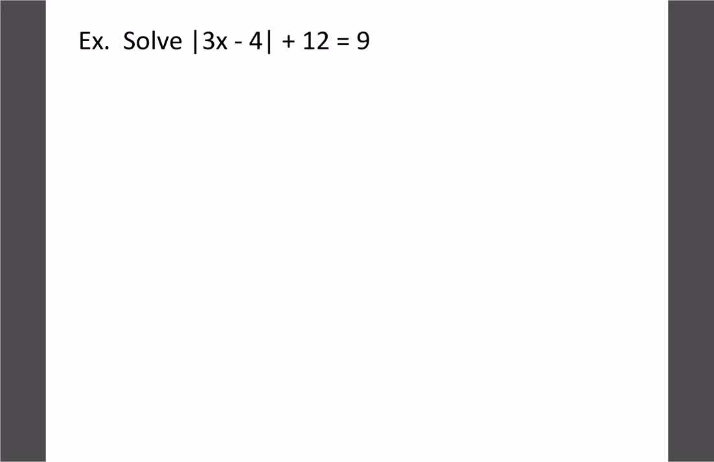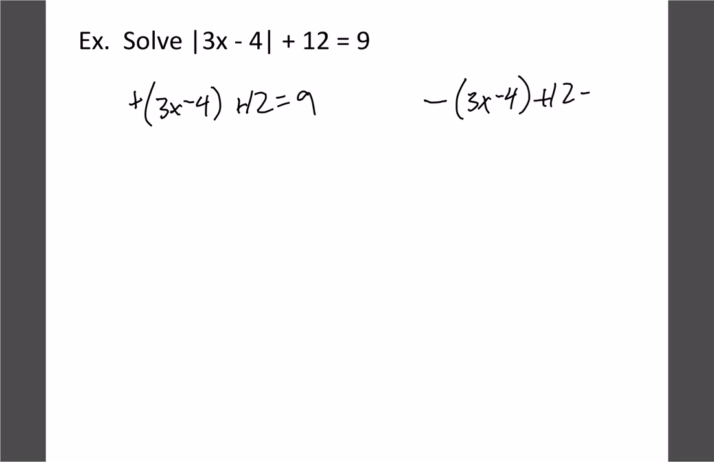Okay, so this one, we've got another equation, so let's solve it the same way. You want to do the positive version of 3x minus 4, everything else stays the same, and the negative version of 3x minus 4. And that's it. So let's simplify that. So we have 3x minus 4 plus 12 equals 9. This one we got minus 3x plus 4 plus 12 equals 9. I'm just showing you a different way.